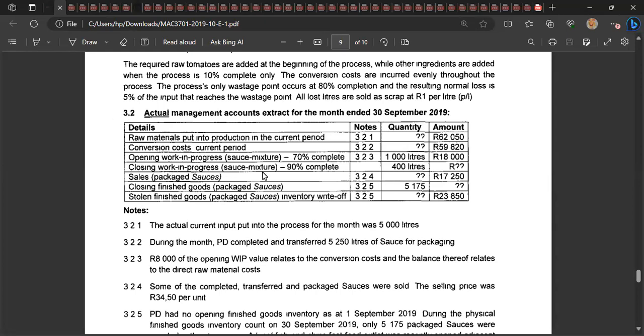Then you also look at the closing work in progress. Here, what applies is pretty much opposite to what we described on the opening work in progress. Here, we are saying this is at 90% completion. So the question is, did it go through the 80% during this current month? In our instance, it did go through the 80%. So hence, the closing work in progress as well as the opening work in progress need to be included in our calculation of the normal loss. I think that's fair so far. That's fairly easy to understand.